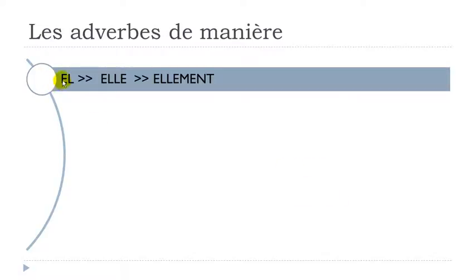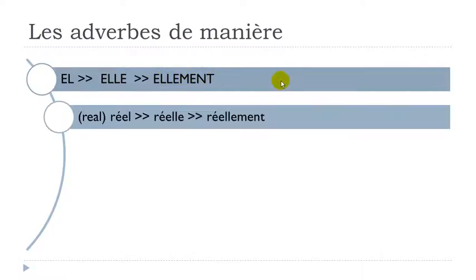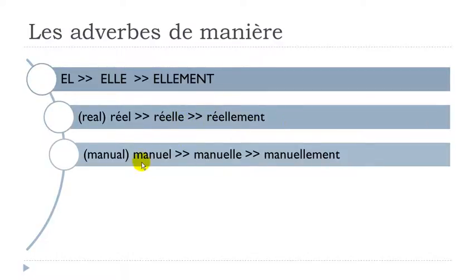Okay, and another subgroup. If your adjective ends with EL, then the feminine form of the adjective will be E, double L, E, and then the adverb E, double L, E, M, E, N, T. Réel, réellement. Remember that when you've got this E followed by two identical consonants, the sound of the E changes and it's open. That's the reason why you've got this réel. Okay, réellement. All right, then manuel, manuelle, manuellement.